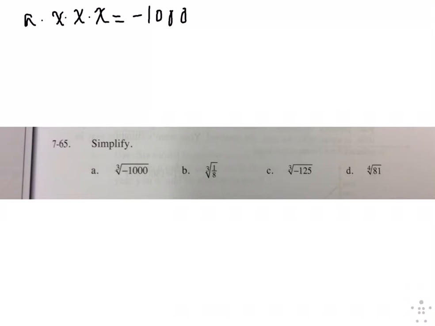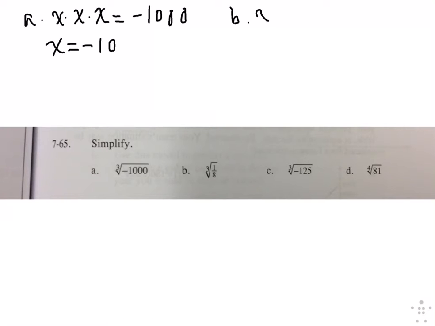If we want to multiply three numbers and get positive 1,000, we would realize that 10 times 10 times 10 is 1,000. So in this case, x has to be negative 10, because negative 10 times negative 10 is 100, and then negative 10 times 100 is negative 1,000. So that's pretty straightforward. For question B, we want to know the cube root of 1/8.